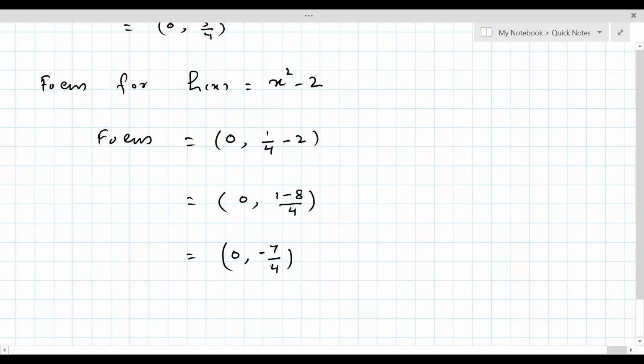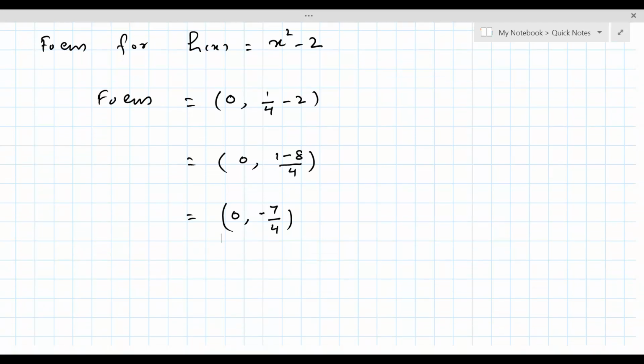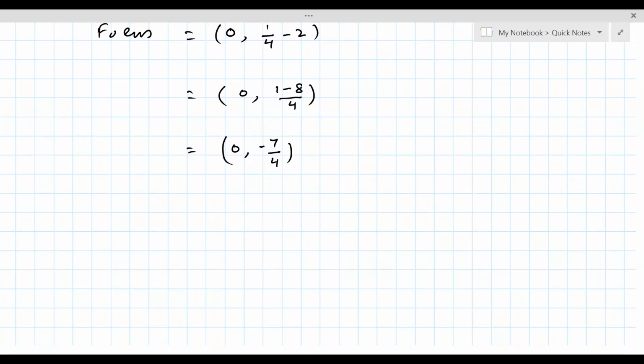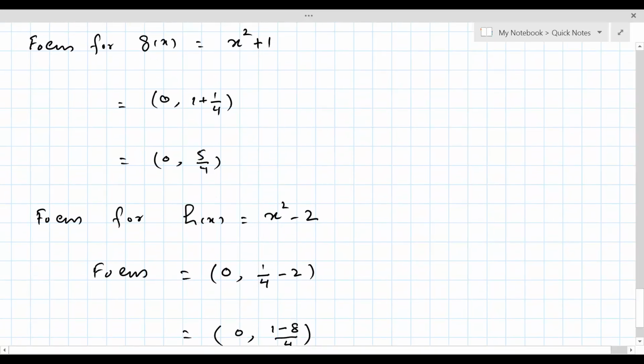Focal length is the same for all the vertical shifts. That doesn't change because the overall shape of the parabola didn't change at all. So these are the things.